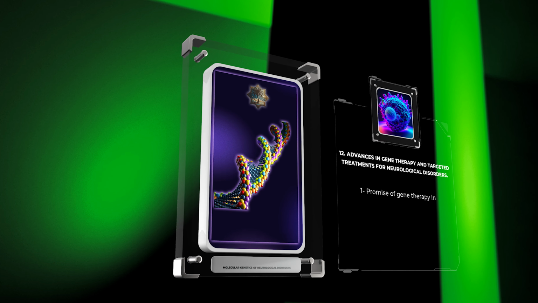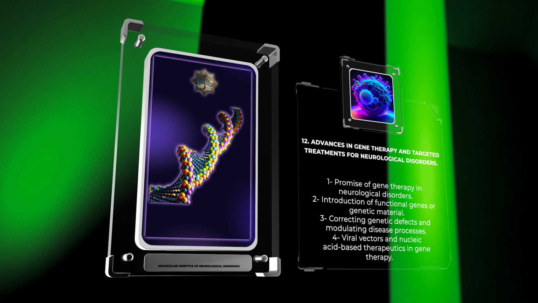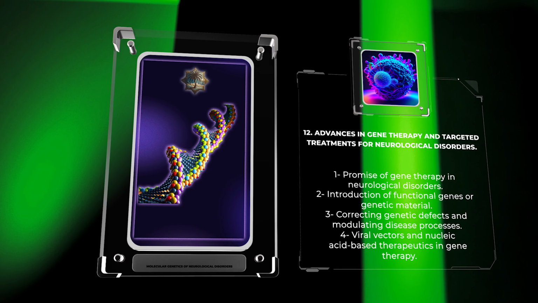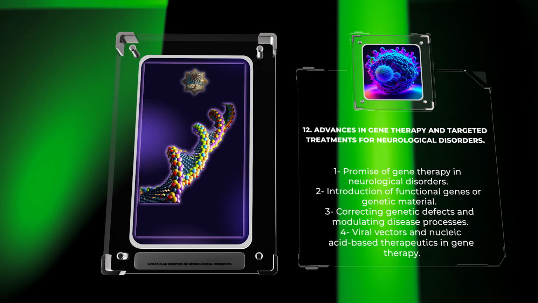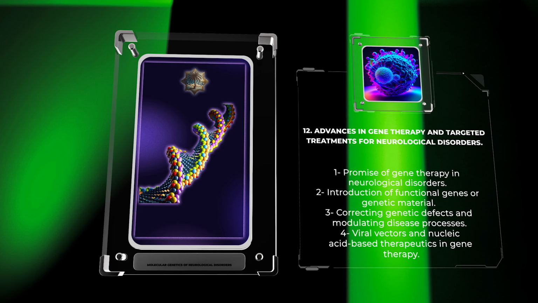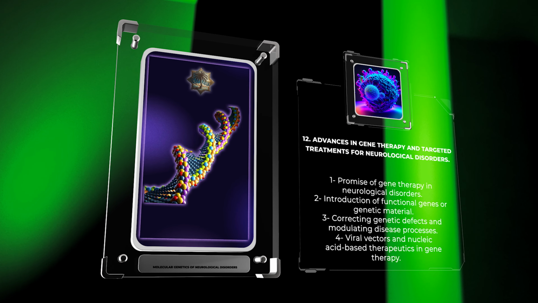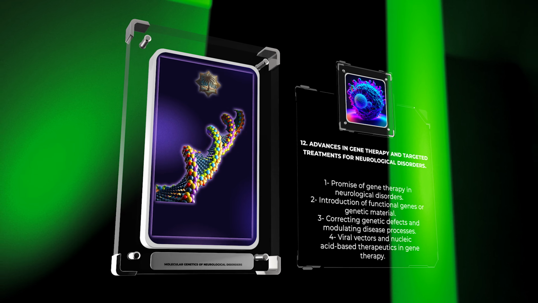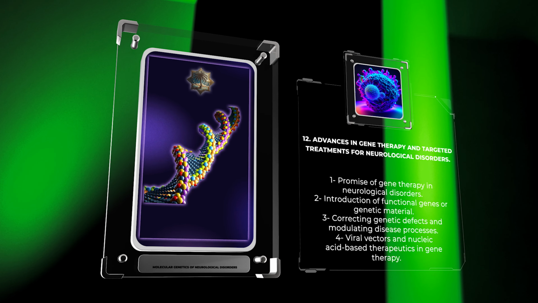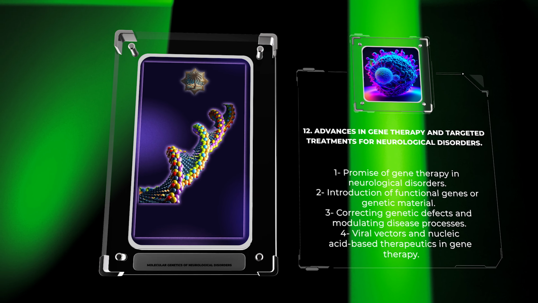Advancements in gene therapy hold promise for the treatment of neurological disorders. Gene therapy involves the introduction of functional genes or genetic material into cells to correct genetic defects or modulate disease processes. In recent years, gene therapy approaches utilizing viral vectors or nucleic acid-based therapeutics have shown encouraging results in preclinical and clinical studies. Targeted treatments aim to correct underlying genetic abnormalities and restore normal cellular function, offering hope for patients with previously untreatable neurological conditions.